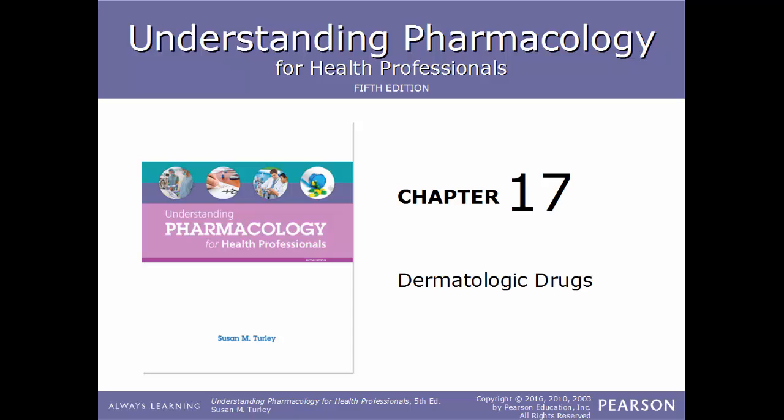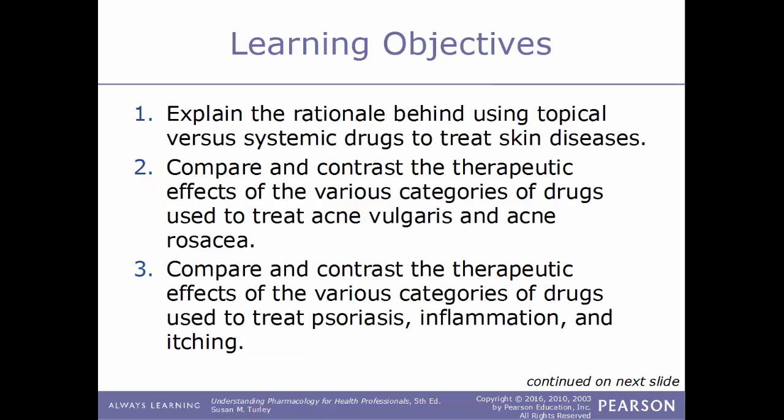In this video, we'll discuss chapter number 17, Dermatologic Drugs. Learning objectives for this chapter: explain the rationale behind using topical versus systemic drugs to treat skin diseases. Compare and contrast the therapeutic effects of various categories of drugs used to treat acne vulgaris, acne rosacea. Compare and contrast the therapeutic effects of various categories of drugs used to treat psoriasis, inflammation, and itching.